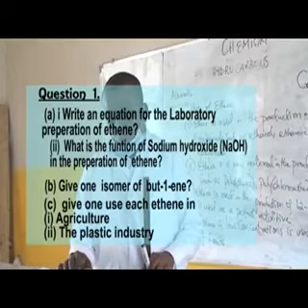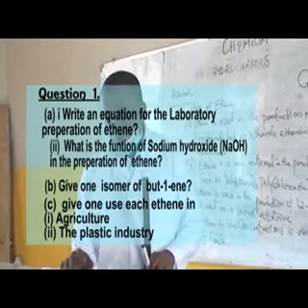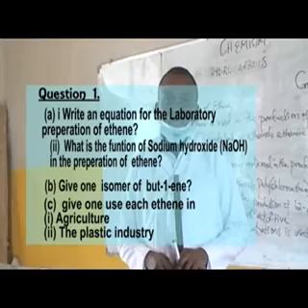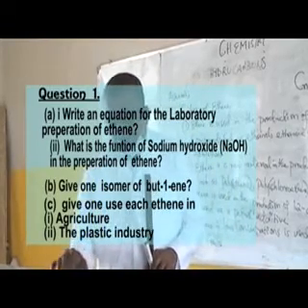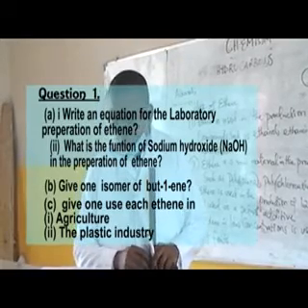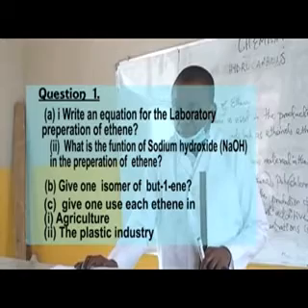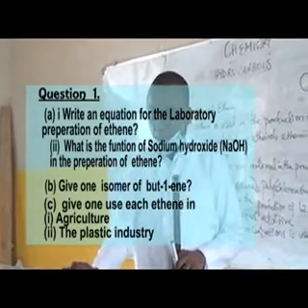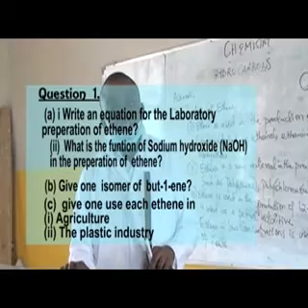Question B, Roman figure 1. Give one isomer of but1ene. Question C. Give one use of ethene in 1. Agriculture, 2. The plastic industry.